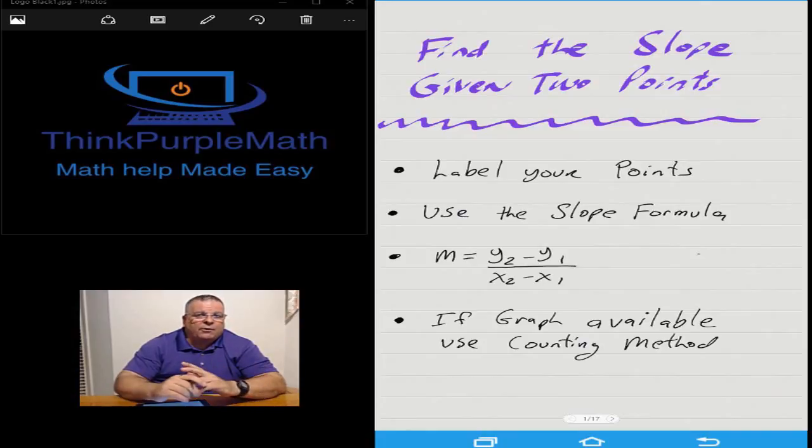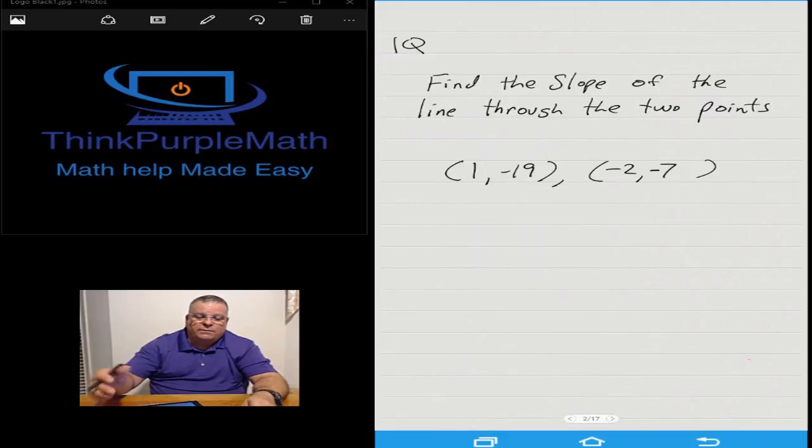If there happens to be a graph available, and we're going to do a couple of them where there's a graph available, we're actually going to use the rise over run method or the counting method from the graph itself. And we're not going to use the formula. That only works if the graph has two distinct points that are precisely on a point. Then we can use the counting method. So the first step we're going to do, here's the first question. Find the slope of the line through those 2 points. You could pick any 2 points on the line and you'll get the same slope.